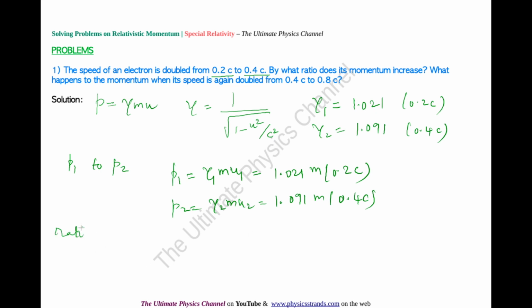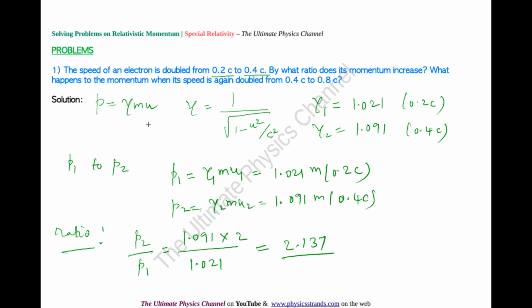Therefore, the ratio of these two momenta values, let's say P2 over P1, would be 1.091 times this ratio 0.4 to 0.2, which is 2, and in the denominator you have gamma 1, that is 1.021. The mass factor is common in both, so cancelling, we get a factor of 2 here. If I work this out, I get 2.137. So when the speed is doubled, the momentum changes from P1 to P2 by a factor of 2.137 for this change in speed.